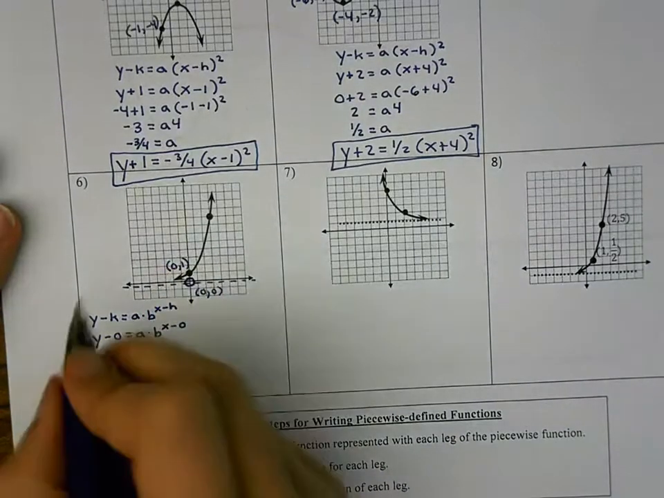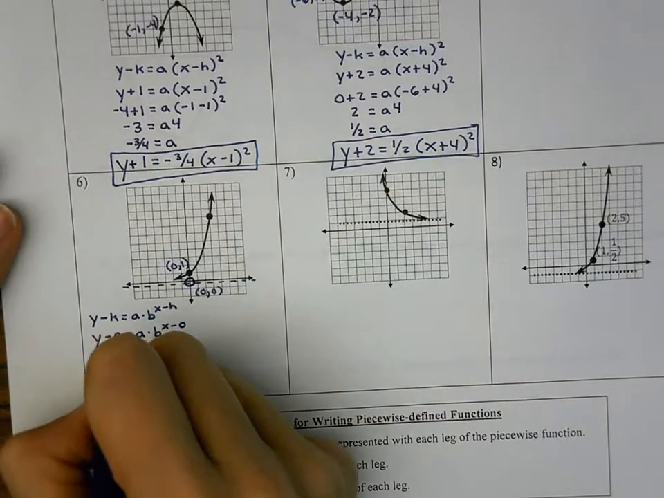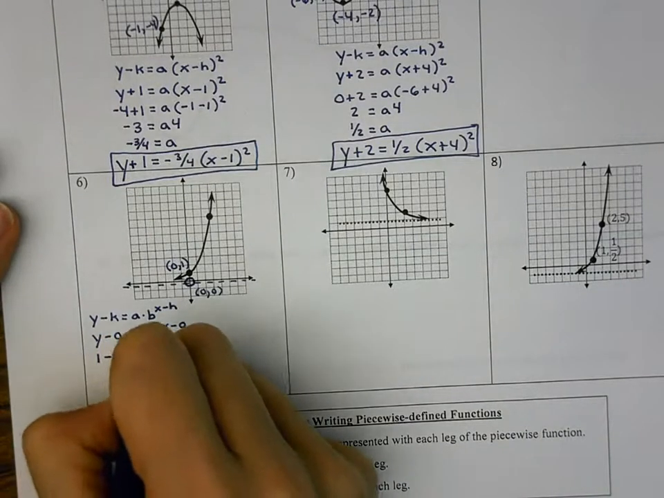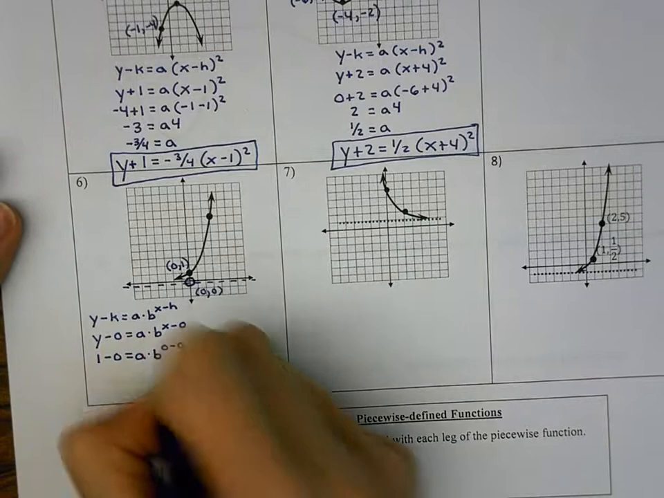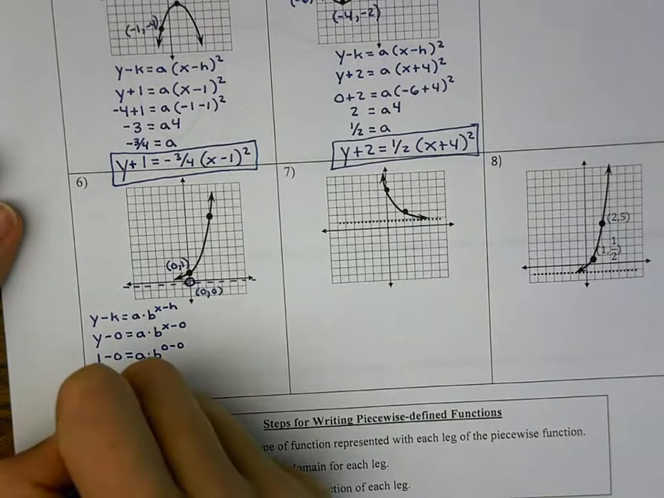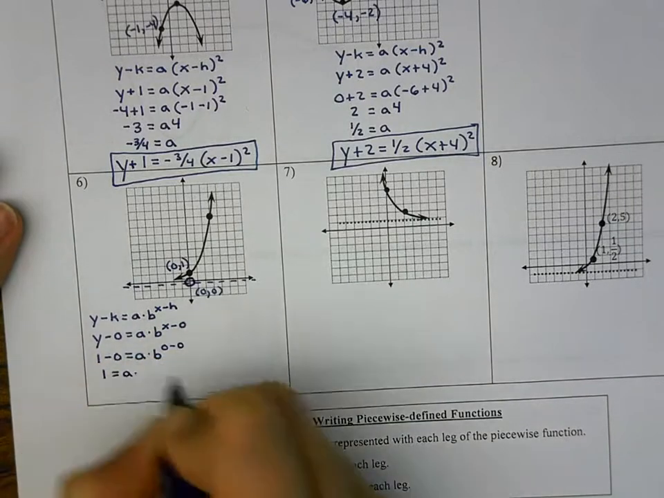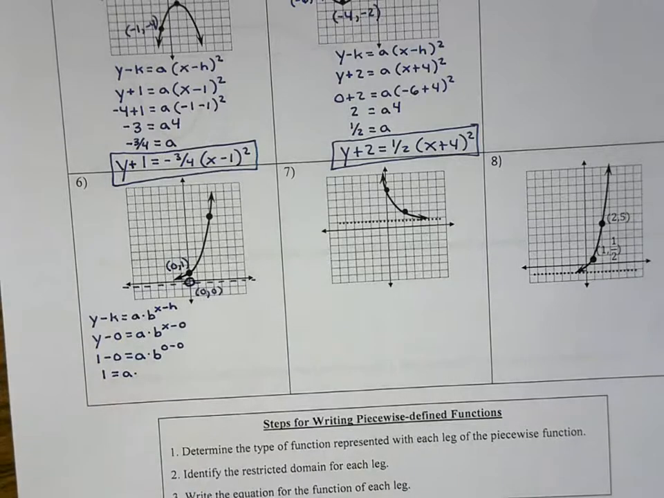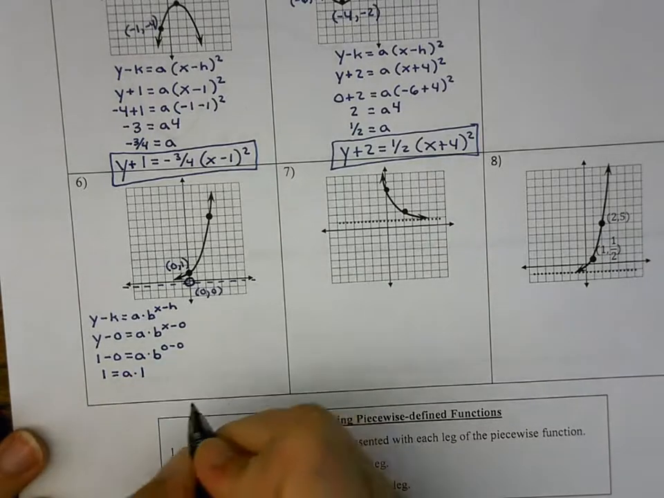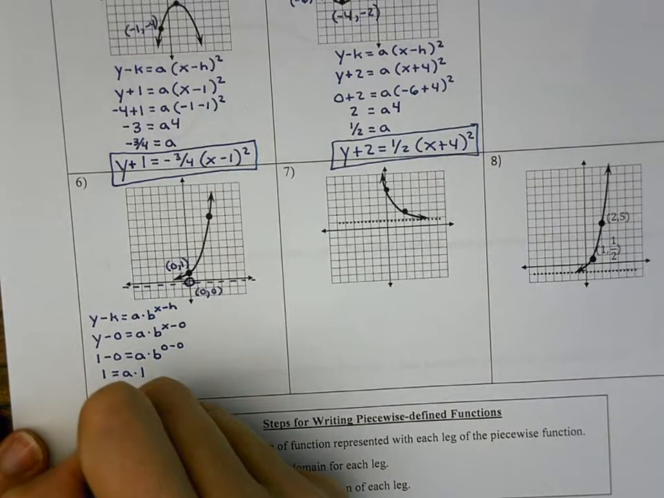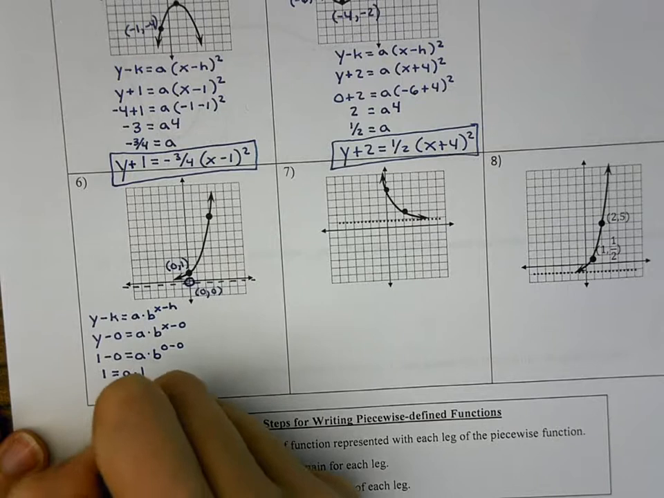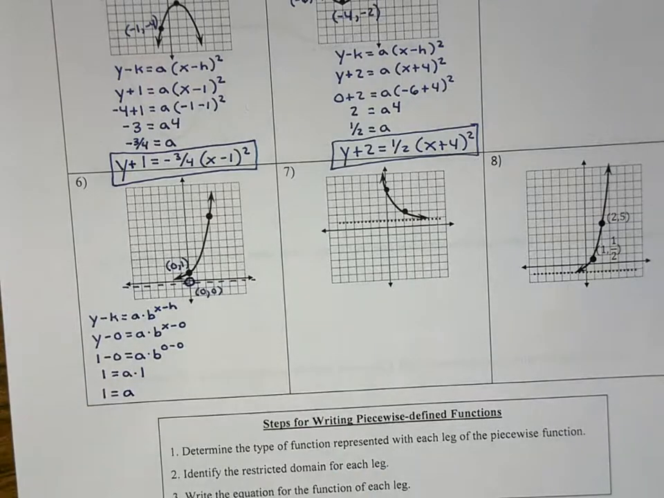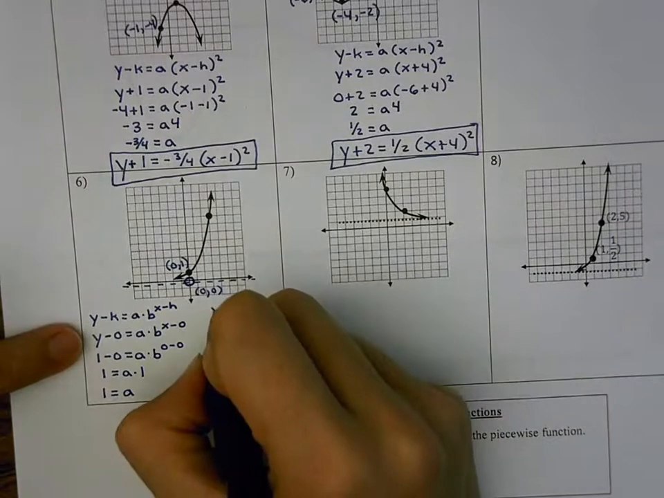Okay, y equals 1. X equals 0. 1 minus 0 is 1. A times b to the 0. What is b to the 0? It would be 1. And so we have 1, dividing that 1 over, 1 divided by 1 is 1. And so my a is 1. Okay, so let's go ahead and rewrite my equation now with the a plugged in.